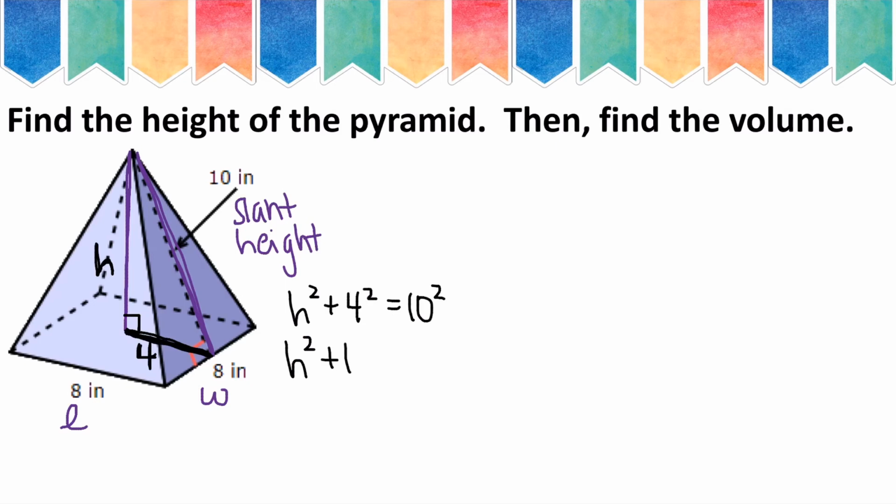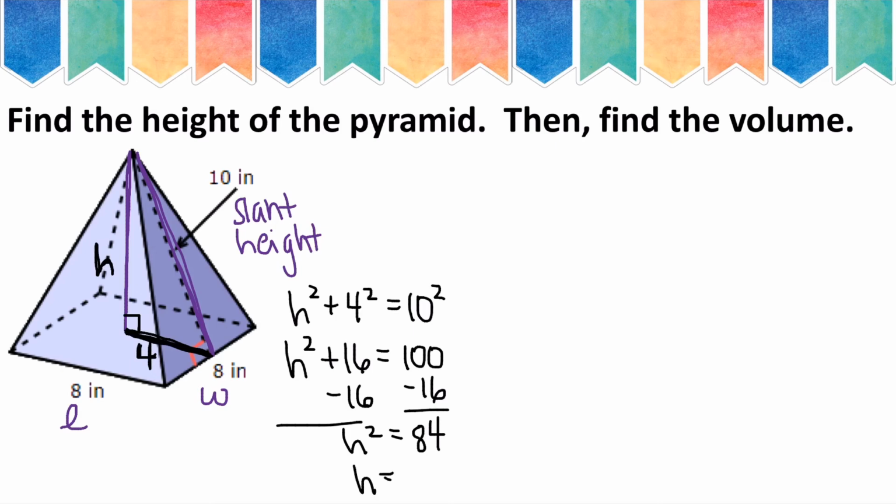So 4 squared is 16, and 10 squared is 100. I will subtract 16 from both sides, and that will tell me that h squared is 84. And then to get h by itself, I will take the square root, and I get approximately 9.17. So my height is 9.17.